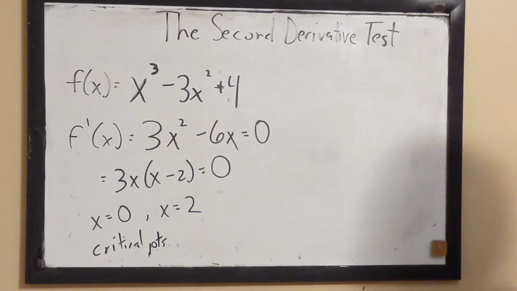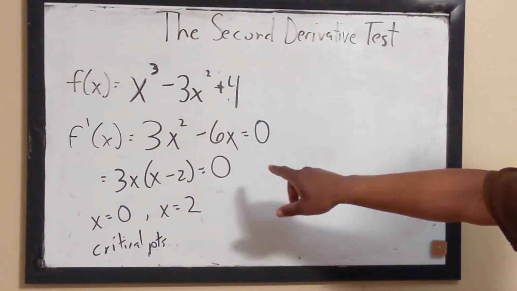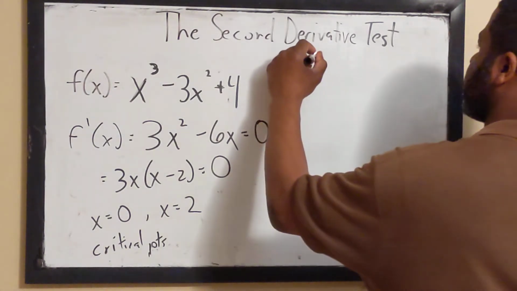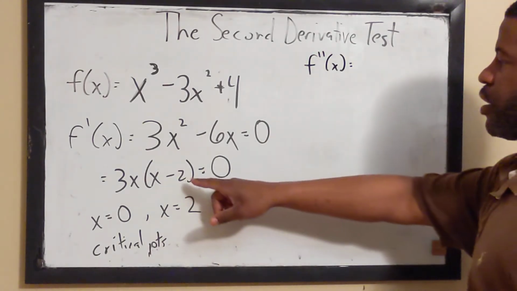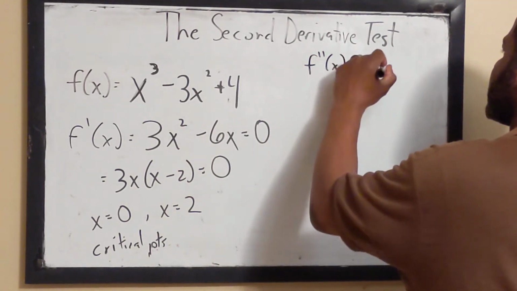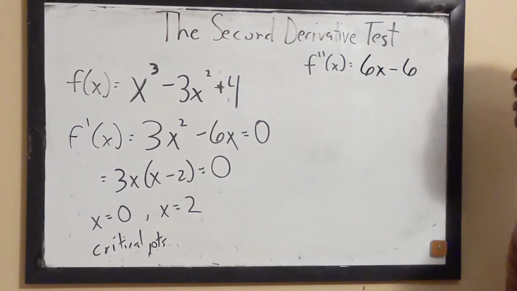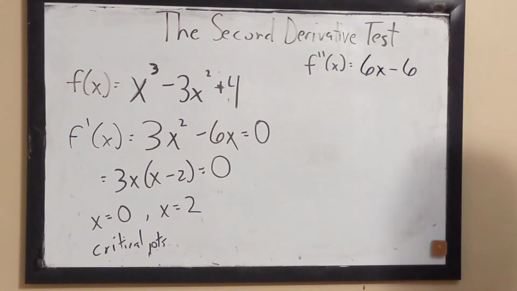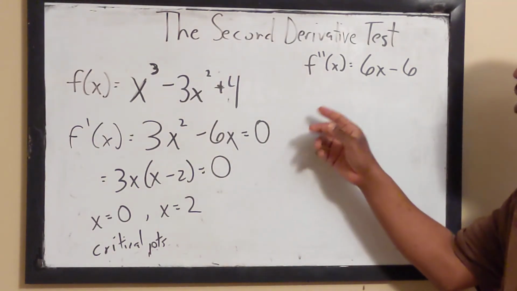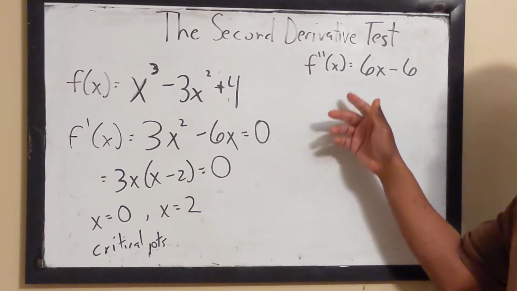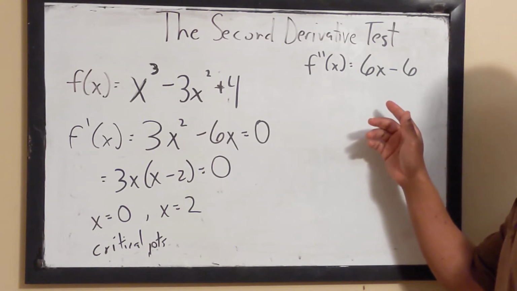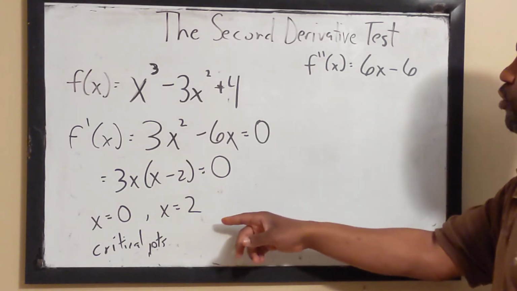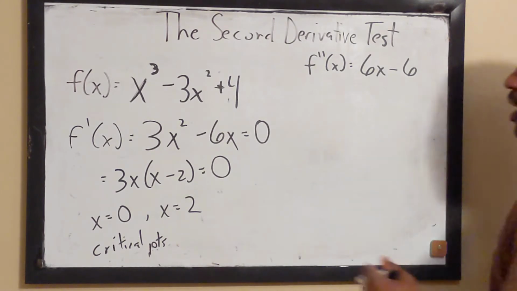Okay, now this is what we have to do. Now we need to come up and find the second derivative. The second derivative here would be 6x minus 6. Okay, and now what we do is evaluate our critical points into our second derivative. If it's less than 0, we have a relative maximum, but if it's greater than 0, we have a relative minimum. Okay, so now let's go.